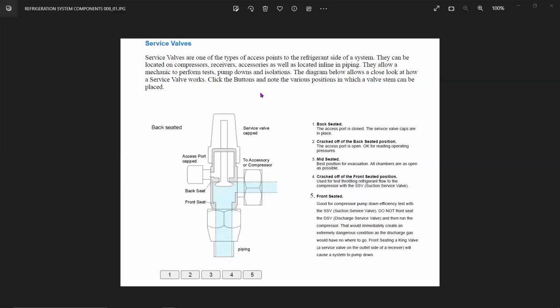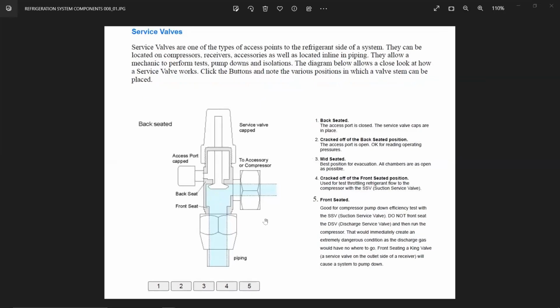So you see, this is a service valve, and I will show you the five positions, where this is the back seated. This is a better view of the diagram. The service valve is one of these types of access points for the refrigerant side of the system. They can be located on the compressors, receivers, accessories, as well as inline on the piping. They allow a mechanic to perform tests and service the installation. The diagram below shows a close look at how the service valve works.